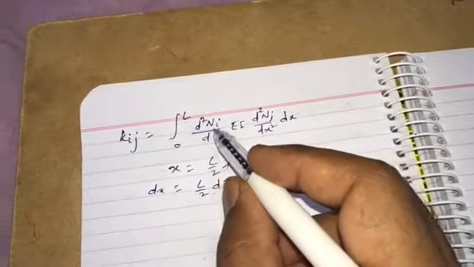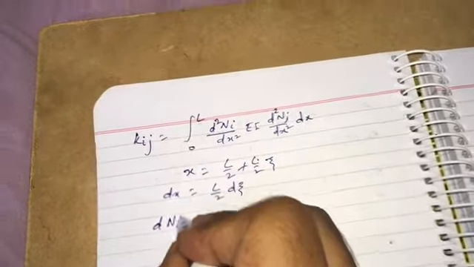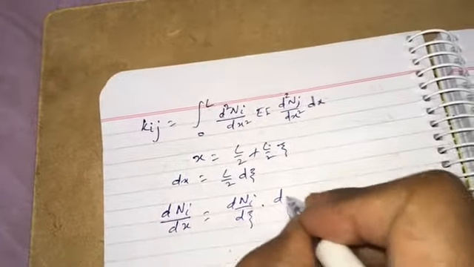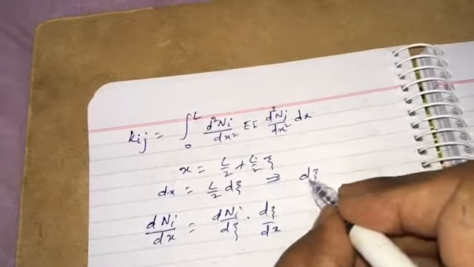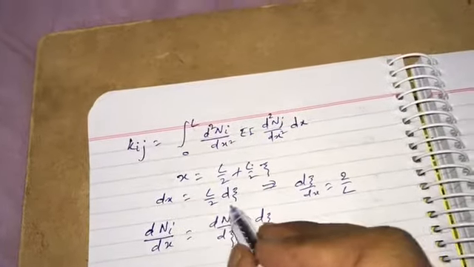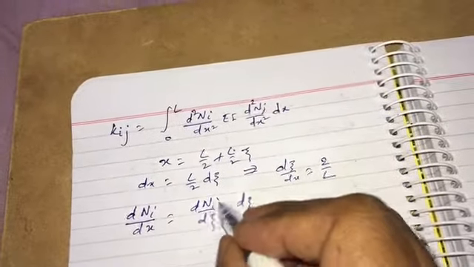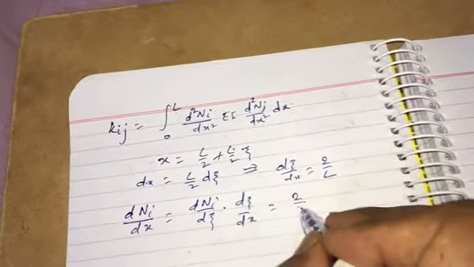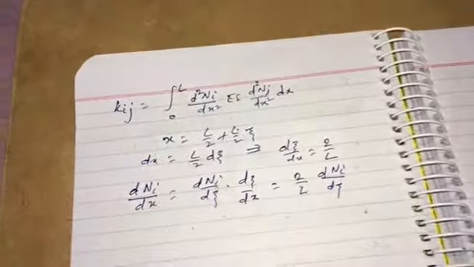Now what we have is ni in terms of xi, so d ni over dx becomes dni over d xi, then d xi over dx. So this tells us d xi over dx equal to 2 over L. Okay, so d xi over dx equal to 2 over L. So this is equal to dni over d xi and 2 over L.